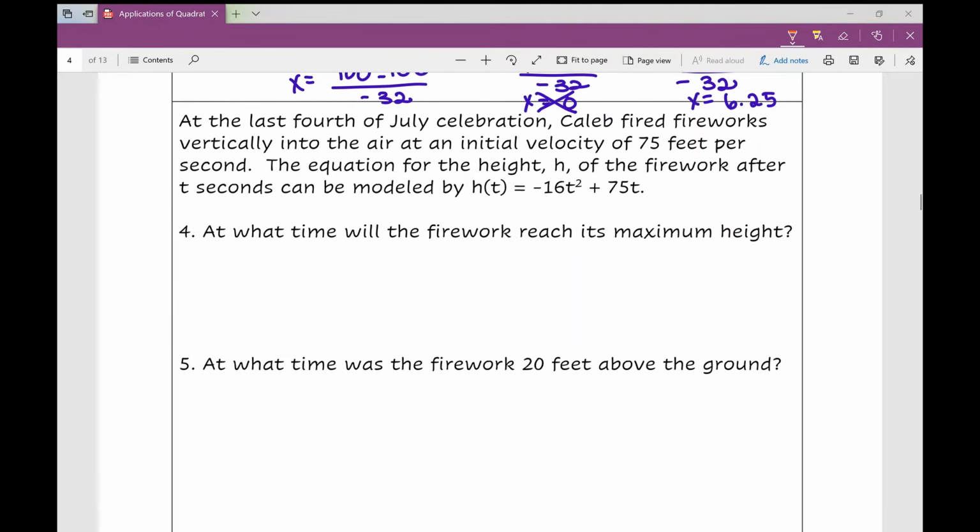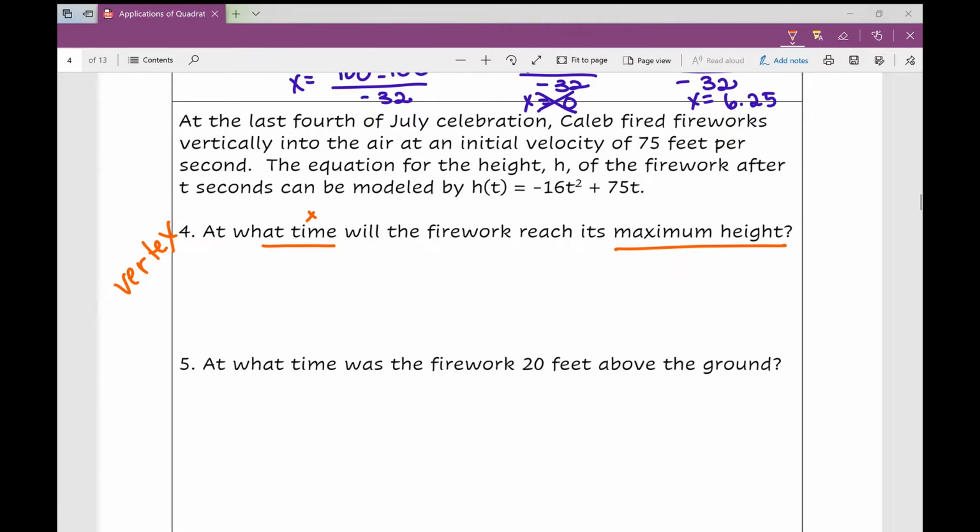Okay, at the last 4th of July celebration, Caleb fired fireworks vertically into the air at an initial velocity of 75 feet per second. The equation for the height h of the firework after t seconds can be modeled by h of t equals negative 16t squared plus 75t. Okay, at what time will the firework reach its maximum height? So at what time, we're looking for an x value, will the firework reach its maximum height? That is our vertex. We're looking for our vertex, but we're looking for the x value or the y value? We're looking for the x value.